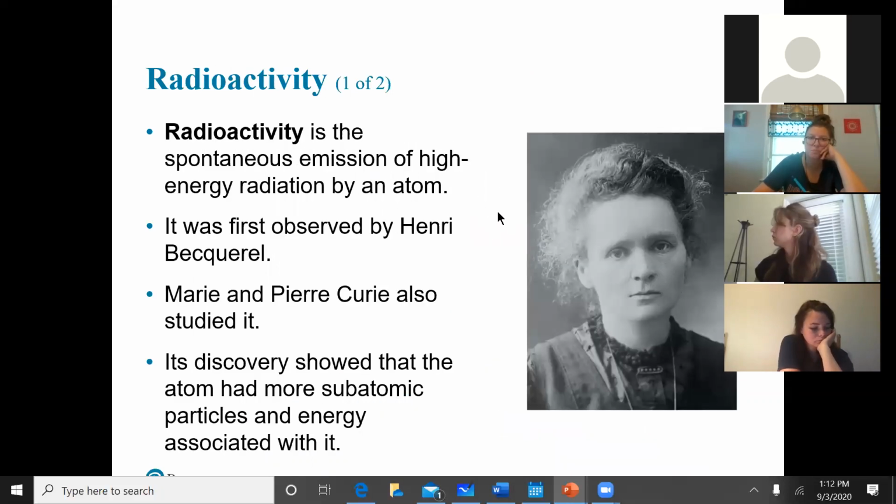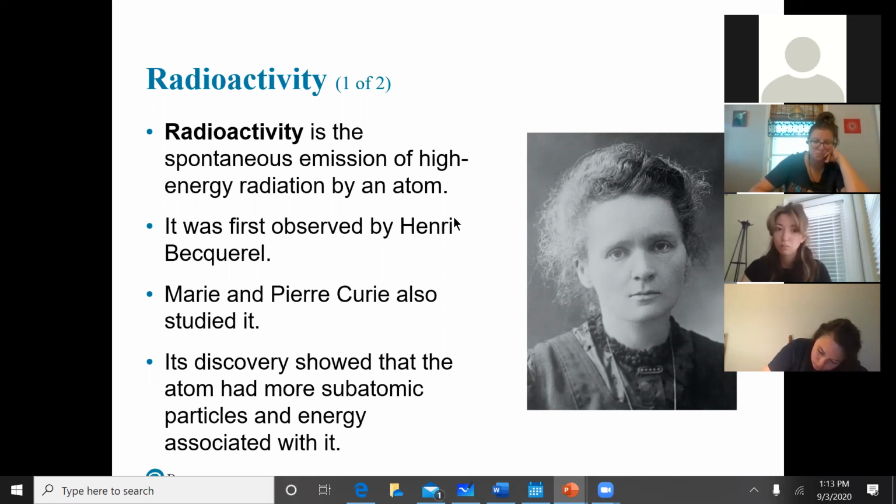Okay, so let's talk about radioactivity. Radioactivity is the spontaneous emission of high energy radiation by an atom. So when we have an atom, at some point, if it's unstable, it can release a bunch of energy in a couple different forms: alpha, gamma, and beta rays.